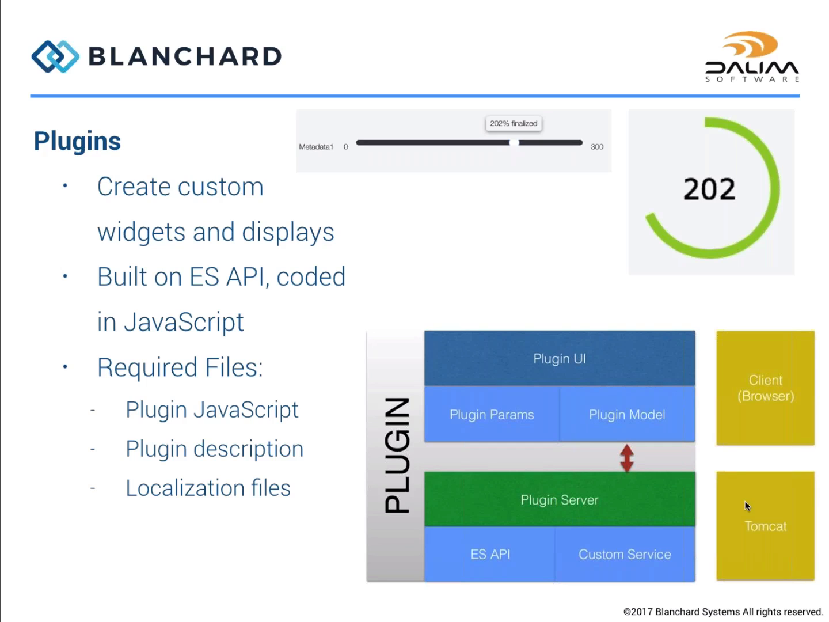And really what the ultimate goal of this is going to be in this upcoming release: you'll be able to create custom widgets and displays, create your own custom components that allow you to see metadata and basically control how it's shown in either a job ticket layout, a smart view, or a desktop. These widgets will be coded in JavaScript and built around the ES API and existing metadata on the ES system.